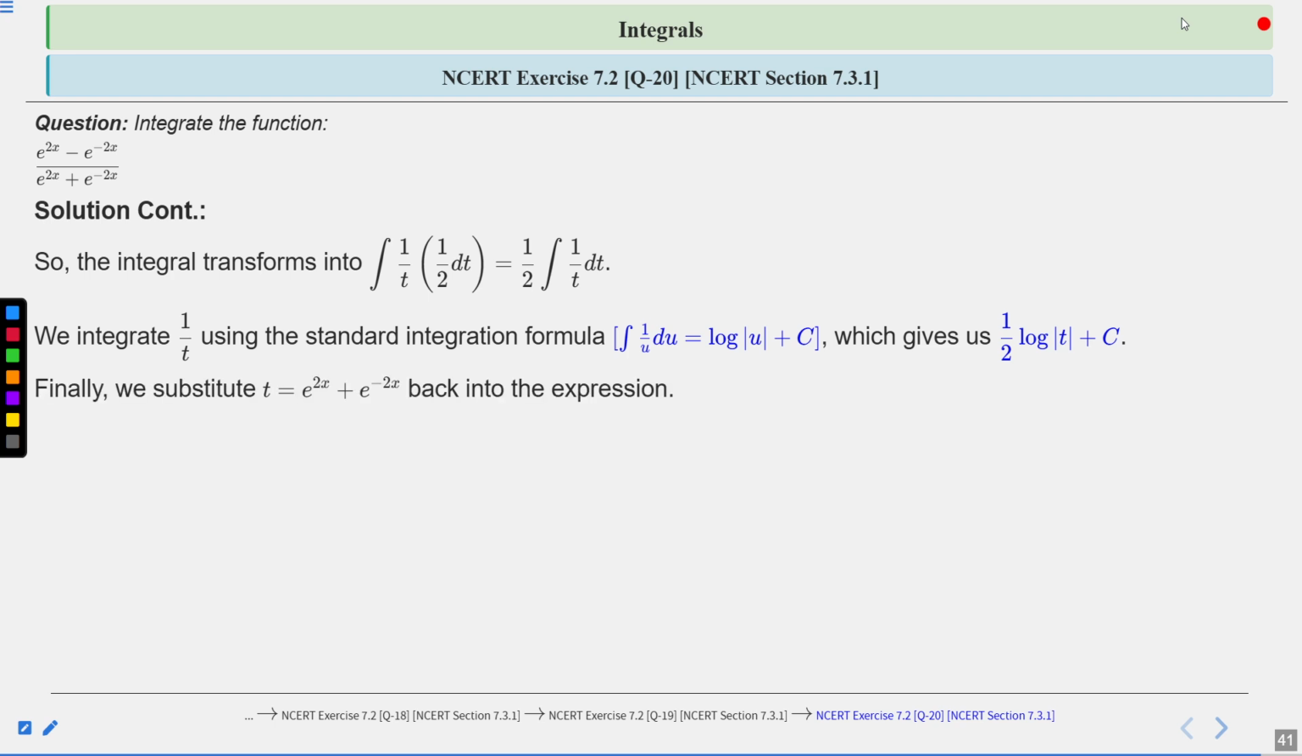Finally, we substitute t is equal to e to the power 2x plus e to the power minus 2x back into the expression. Therefore, the integral is 1 by 2 log mod e to the power 2x plus e to the power minus 2x plus c. So this was the correct answer, okay?